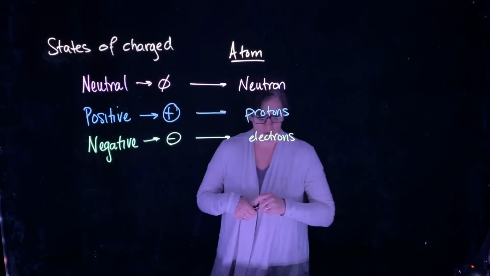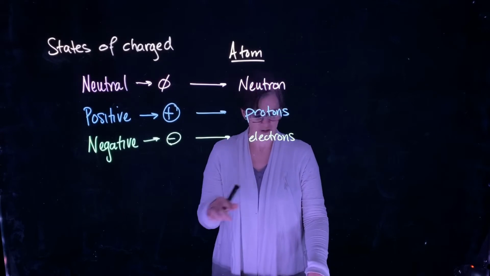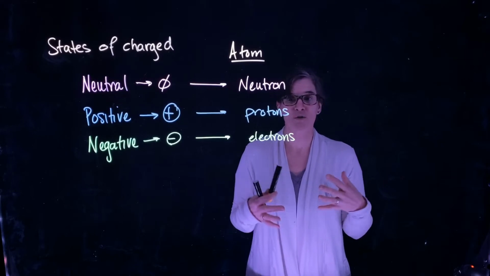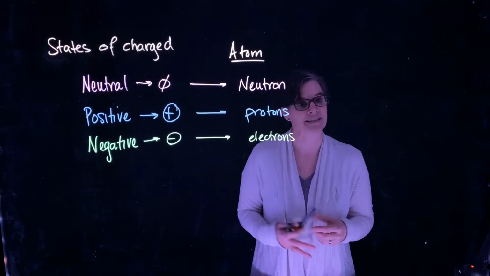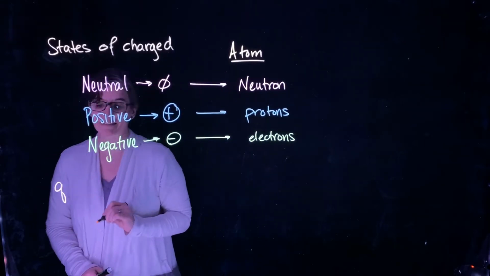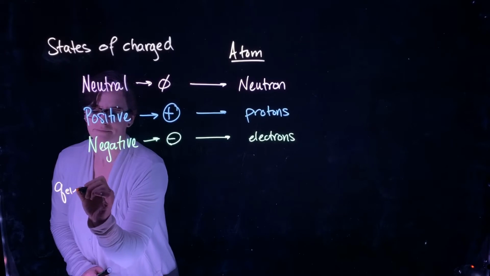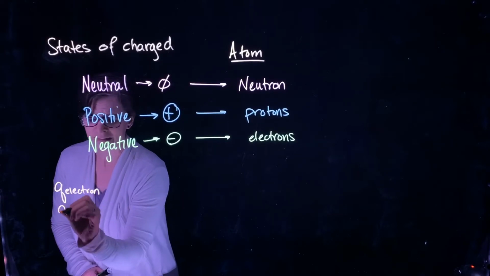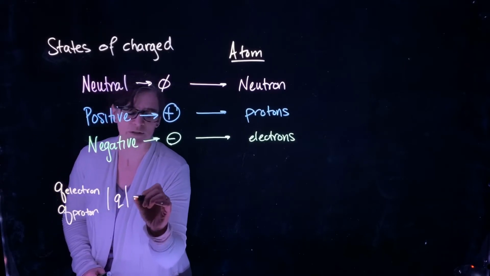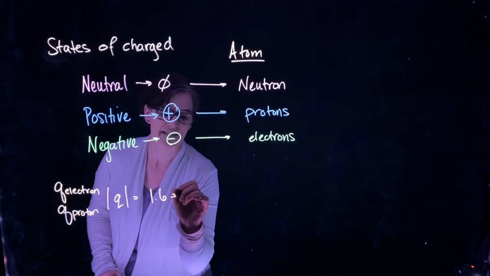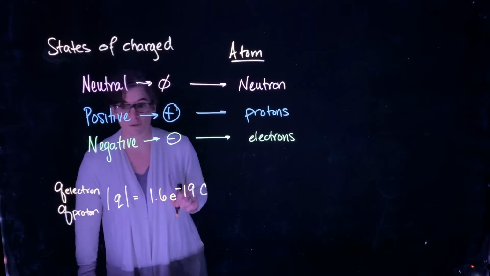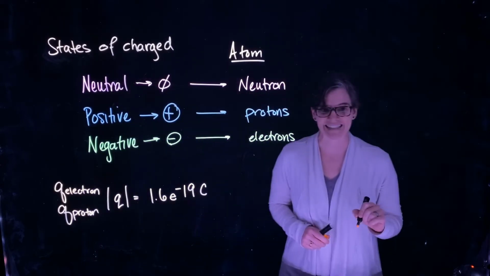We also have to know that protons and electrons actually carry the same magnitude of charge. So they're very similar in that they both carry the same charge amount. The charge, I'm going to use the lowercase q, of an electron and the charge of a proton both have magnitude equal to 1.6 times 10 to the minus 19th coulomb. A coulomb is our unit for charge, and we use the capital letter C.